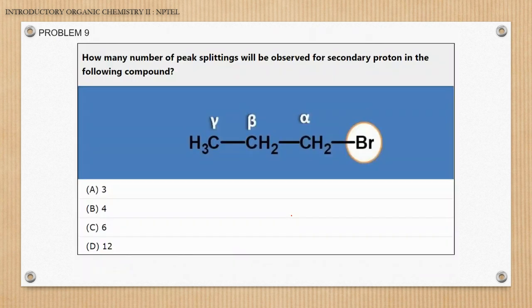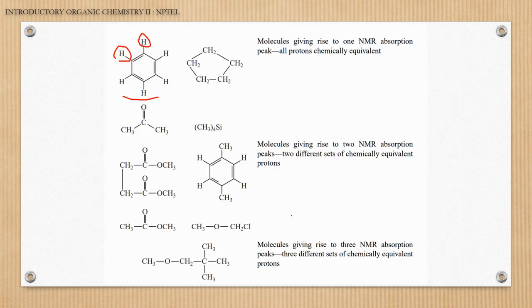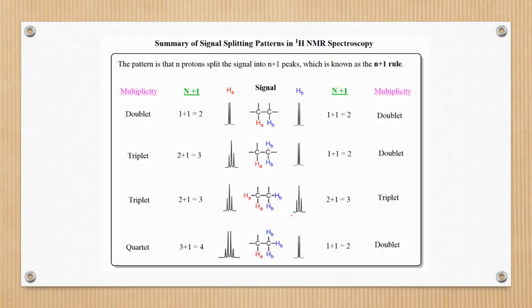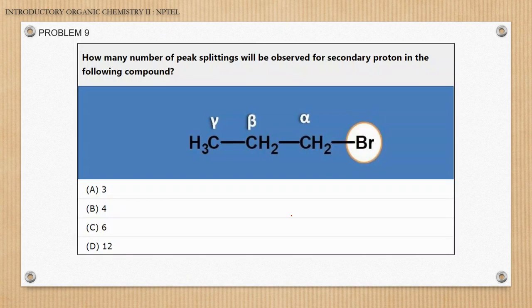Okay. So now coming to problem number 9. Is it 9? No, no, 13, right? Okay, I added an extra question, guys. So coming to this problem: how many peak splittings will be observed for the secondary proton in the following compound? Now there is another scenario. They are asking you the number of peak splittings, not the number of possible peaks in 1H NMR. So now you will play with the n plus 1 rule here.